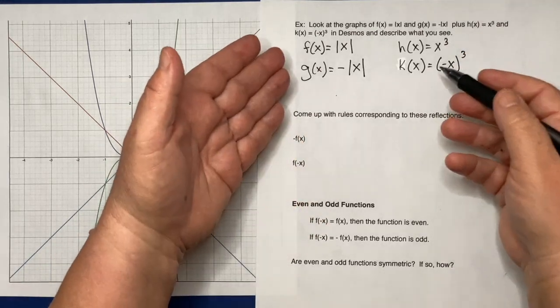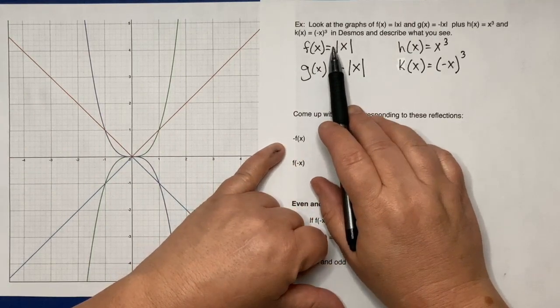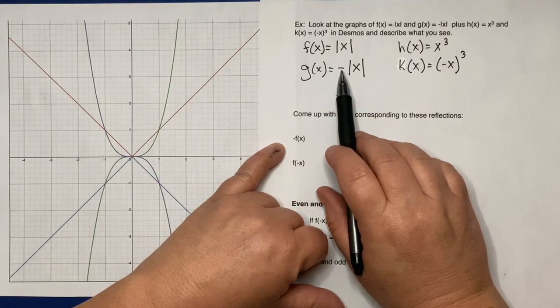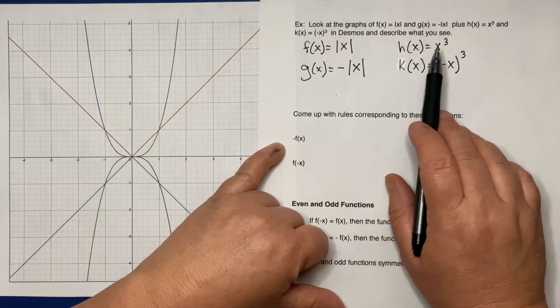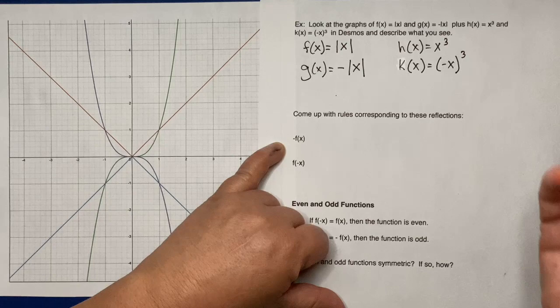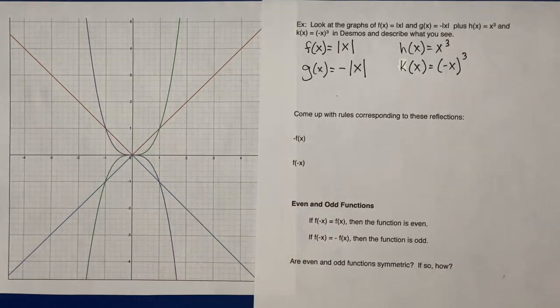So as we're looking at the actual functions here, we can see that g of x is just f of x with a minus applied on the outside. And then k of x is just h of x with a minus applied on the inside. And so we're going to take a look at the difference between these two because I think they're very cool. And then we're going to need to review what is what on this graph.